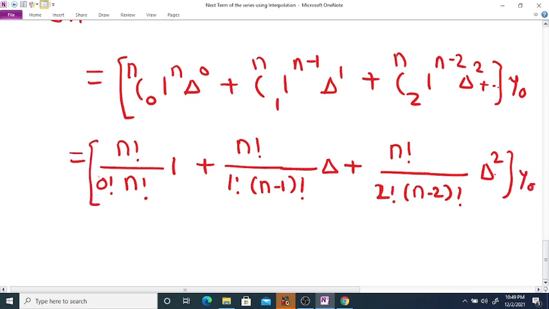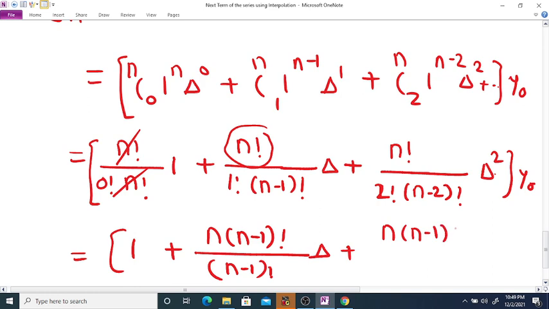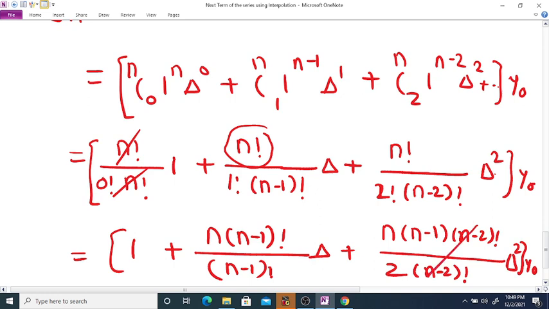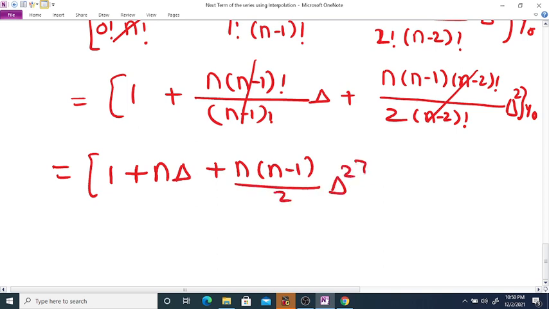So if you simplify this, n factorial will get cancelled here. This can be written as 1 plus n into n minus 1 factorial divided by n minus 1 factorial delta plus n factorial is n into n minus 1 into n minus 2 factorial divided by 2 into n minus 2 factorial delta square y0. So this n minus 2 factorial and n minus 1 factorial get cancelled, and this is equal to 1 plus n delta plus n into n minus 1 divided by 2 delta square y0.